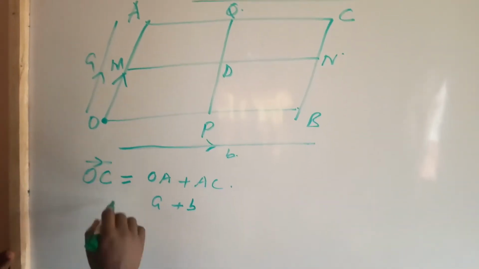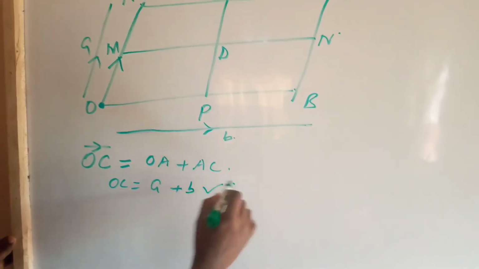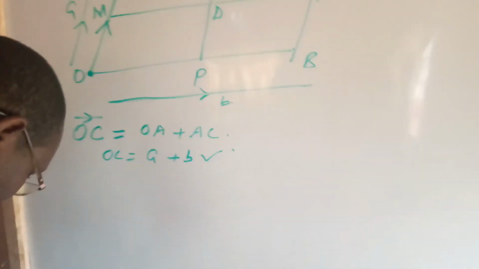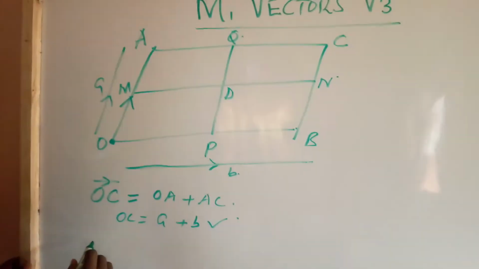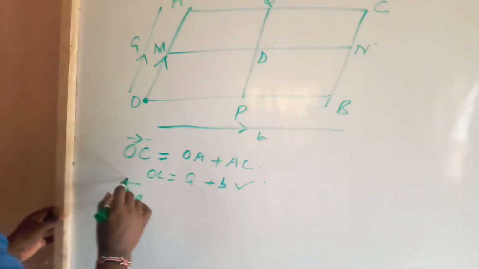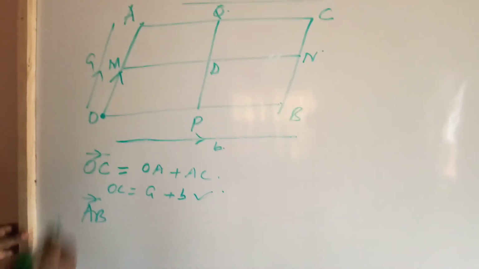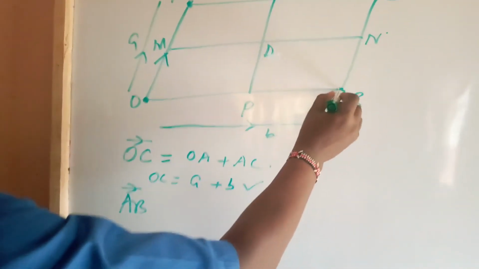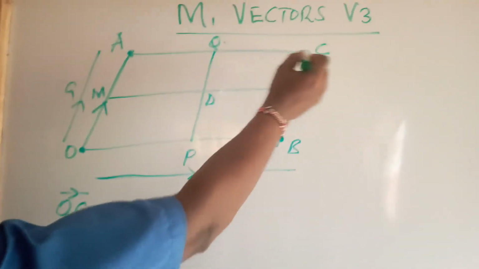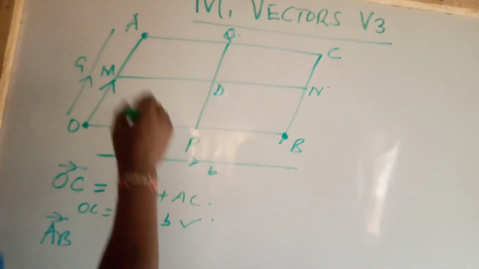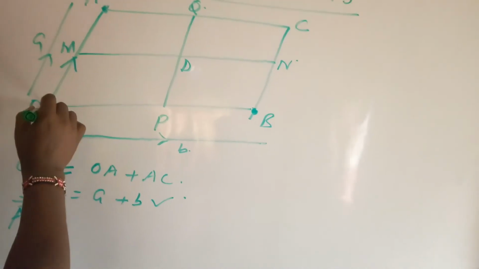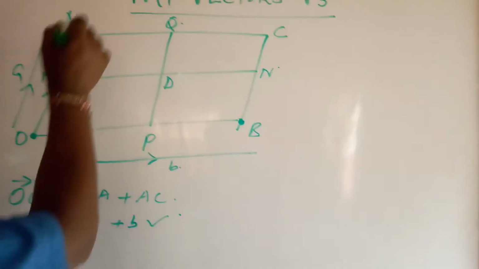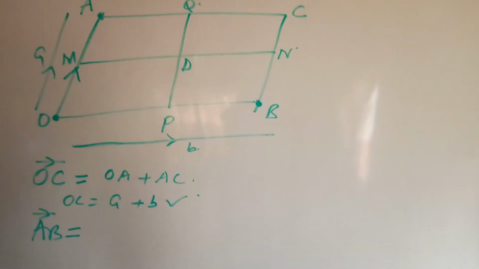So OC is A plus B. The next vector is AB. Let's talk about vector AB. How do we talk about vector AB? Vector AB, we're walking from here to here, and we can easily walk that way, then drop that way. Or we can walk that way and then walk horizontally that way. And this is the one you'll understand easily.